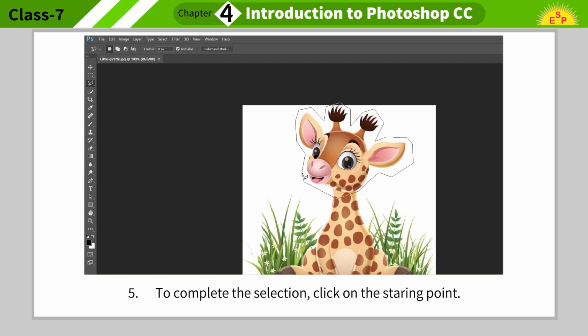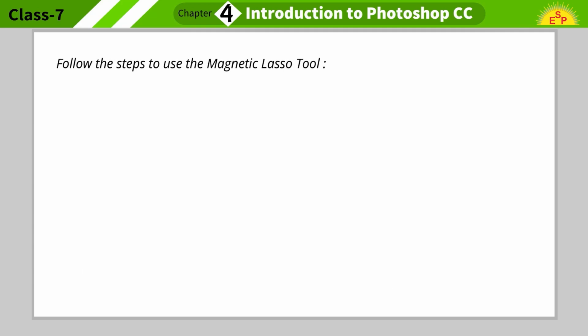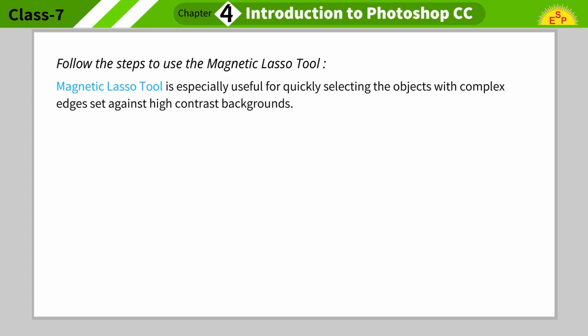Step 5. To complete the selection, click on the starting point. Follow the steps to use the magnetic lasso tool. Magnetic lasso tool is especially useful for quickly selecting the objects with complex edges set against high contrast backgrounds.